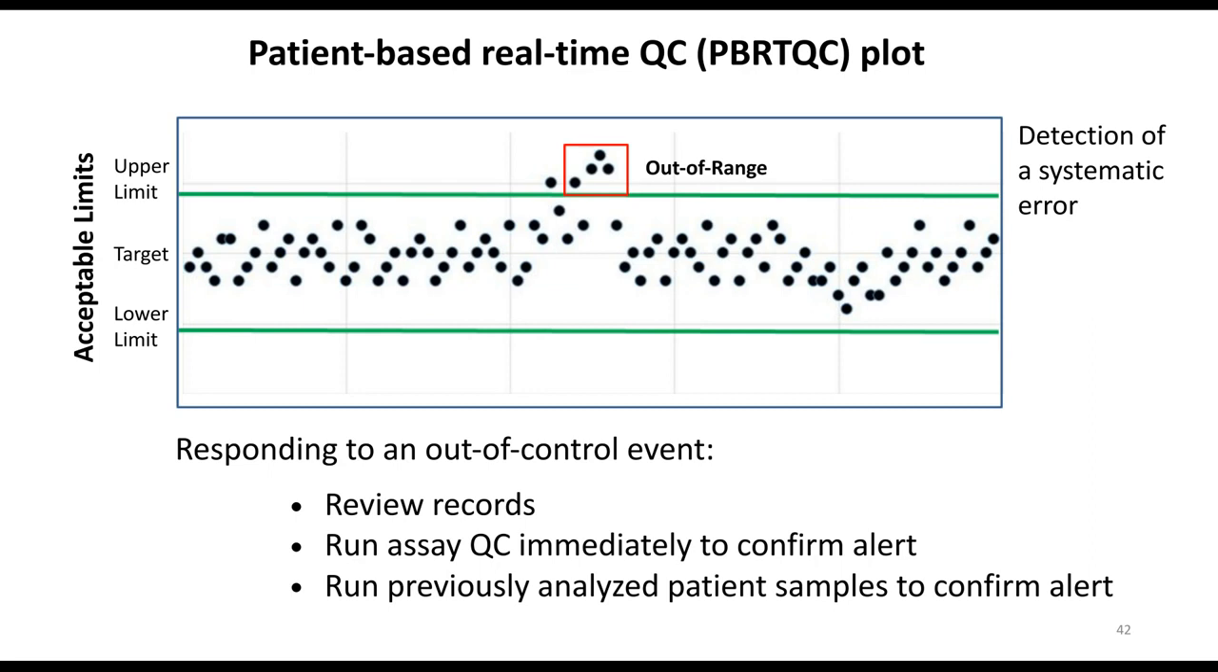So this tool can detect analytical problems earlier than routine statistical QC because it's being performed with a defined number of patient sample results, like every 40 patients. However, the technique can produce false alerts. So if an alert is received, the technologist should immediately review lab records to see if they can find a source for a measuring system error, and run assay QC immediately just to confirm the alert, to make sure it's not a false alert. And they can also run previously analyzed patient samples that were analyzed before the out-of-range alert and then compare those results to those same patient samples run during the out-of-range alert to make sure that the alert is actually indicating a measurement system problem.